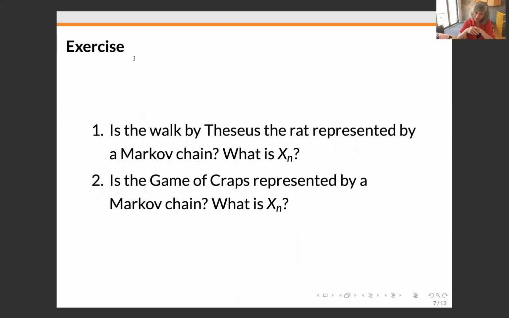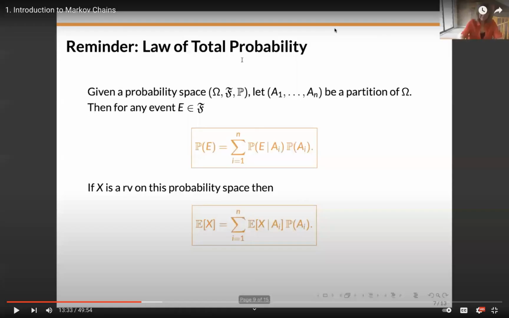So the exercise for you: is the walk by Theseus the rat represented by a Markov chain? And if so, what is Xn? It's an exercise for you to start modeling. The second one has to do with the game of craps. You can look it up on the website or in the textbooks that I refer to. Is the game of craps represented by a Markov chain? And if so, what is Xn? So pause, and you can take your time to solve these problems.